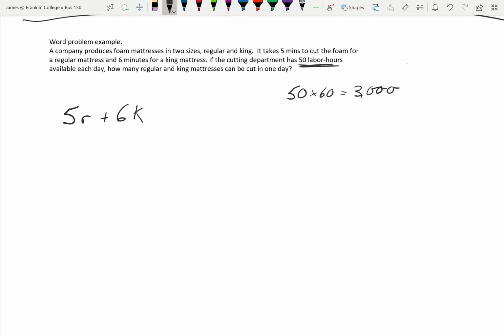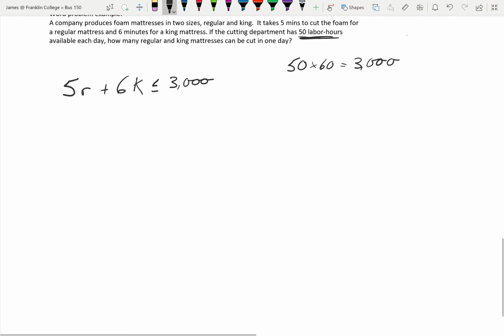3,000? That sounds about right. 3,000 minutes. 5R plus 6K has to be less than or equal to 3,000 minutes. And that's the linear inequality that we have written. Note that 5 times R is the total number of minutes that we devote towards cutting regular mattresses. 6 times K is the total number of minutes that we devote towards cutting king-size mattresses. And at the end of the day, we have to devote less than 3,000 minutes towards cutting both regular and king mattresses.